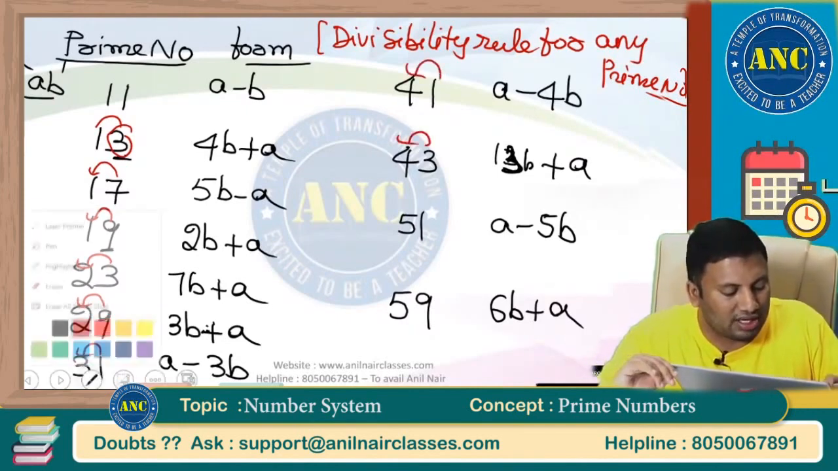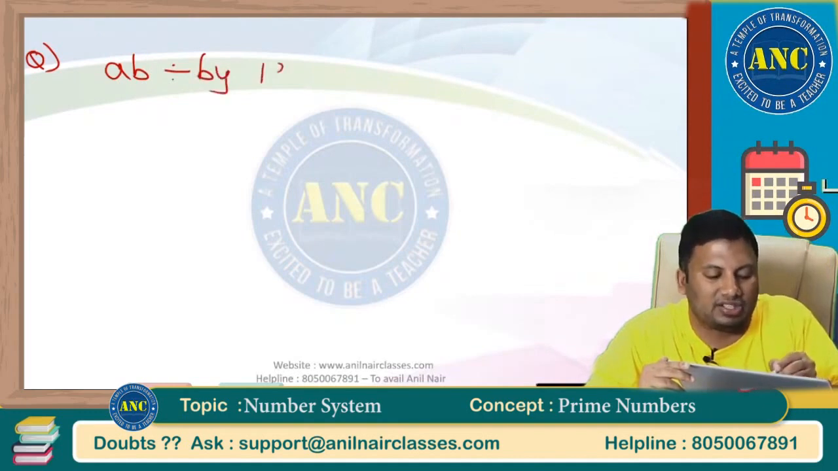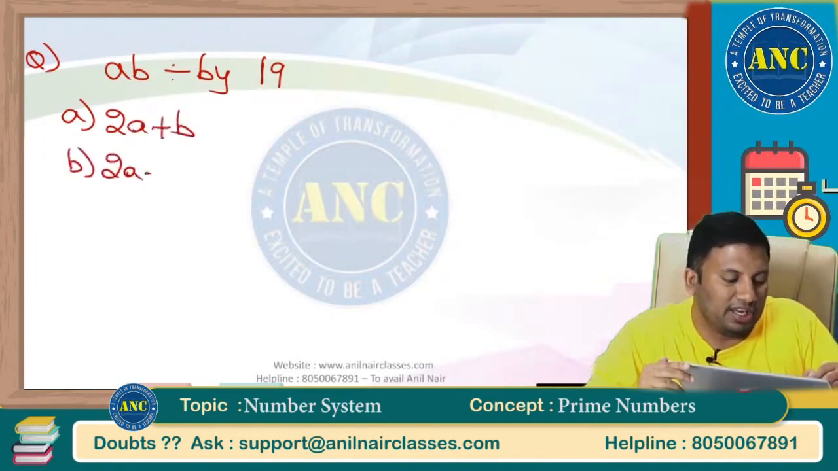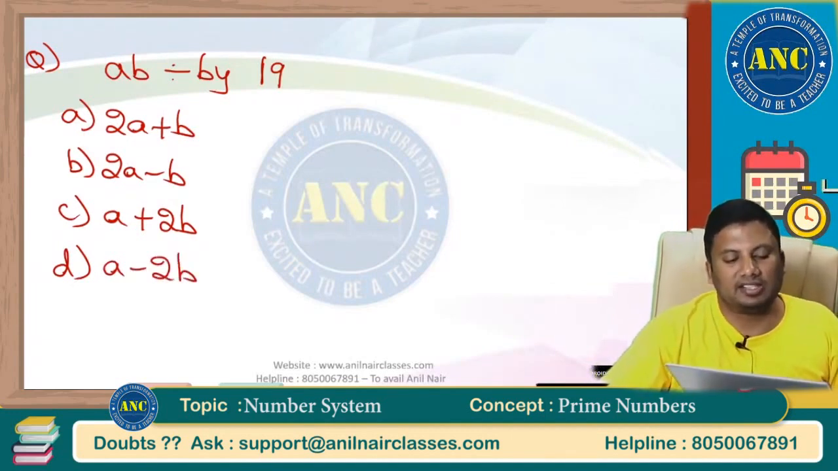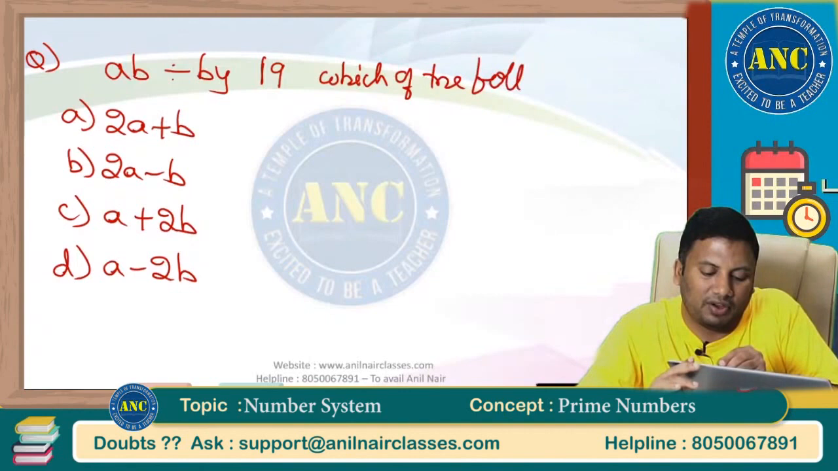Now there is a question which is more or less a CAT level question. AB is divisible by 19. Which of the following is true? It is 2a plus b. It is 2a minus b. It is a plus 2b. And it is a minus 2b. AB is divisible by 19. Which of the following answer options satisfies the equation?